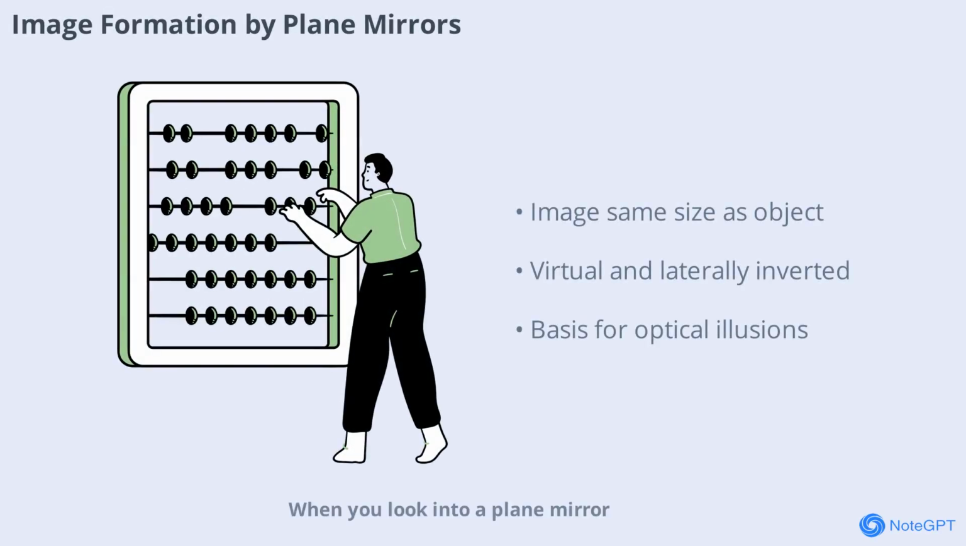When you look into a plane mirror, the image you see appears to be the same size as you and is located as far behind the mirror as you are in front of it. The image is virtual, meaning it cannot be projected onto a screen, and it is laterally inverted, which is why writing appears reversed. This simple property of plane mirrors is the basis for many optical illusions and practical applications.